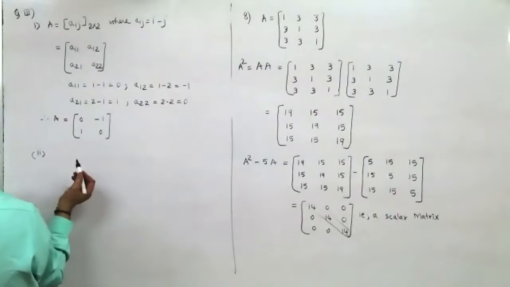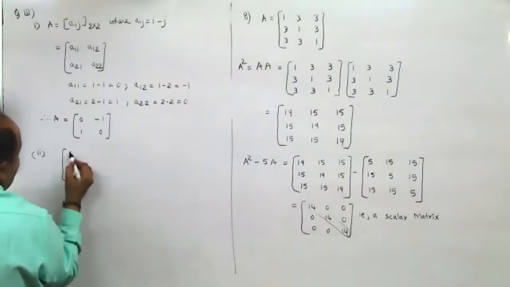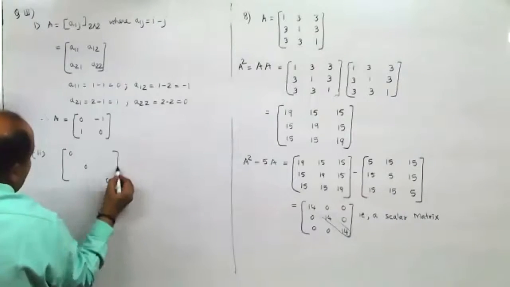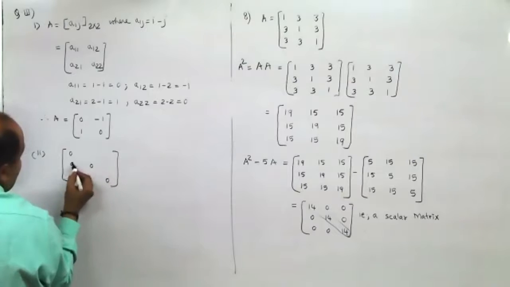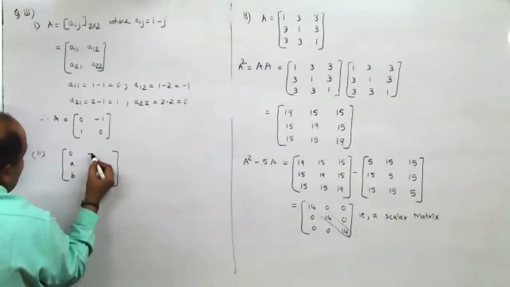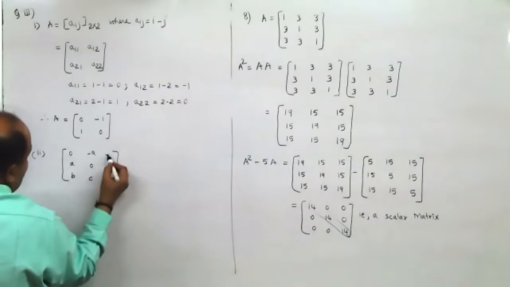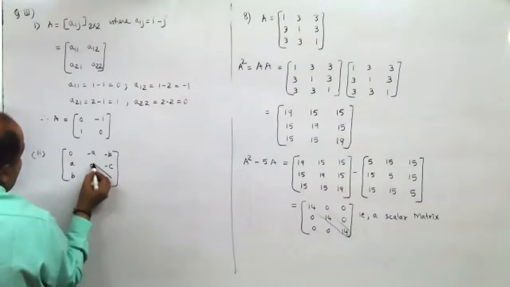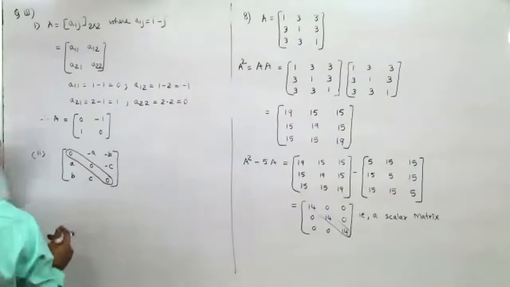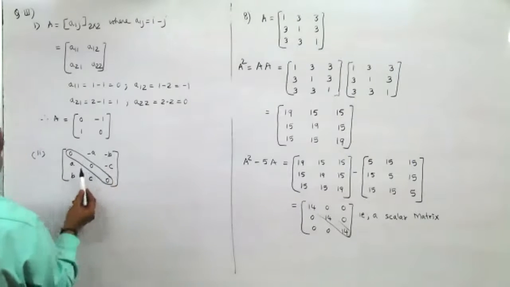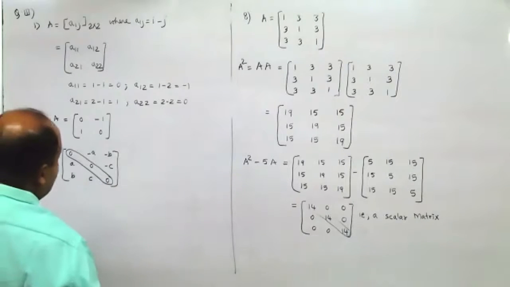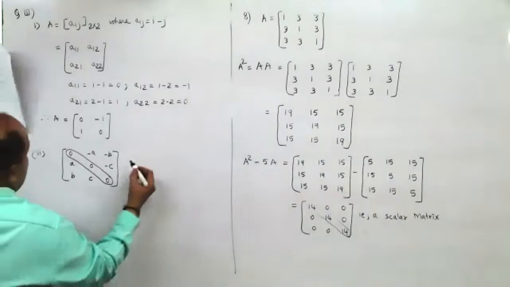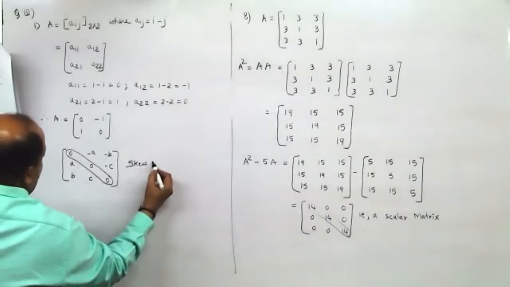Second, in a skew-symmetric matrix, when I say skew-symmetric matrix, all the diagonal elements have to be 0. And if this is A, B, and C, this would be minus A here, this would be minus B, and this would be minus C. But this has to be 0, 0, 0. And at least one of the non-diagonal elements should be non-zero. So this is called a skew-symmetric matrix.